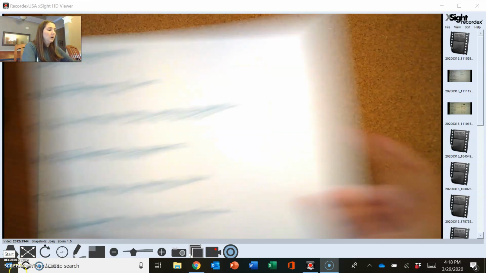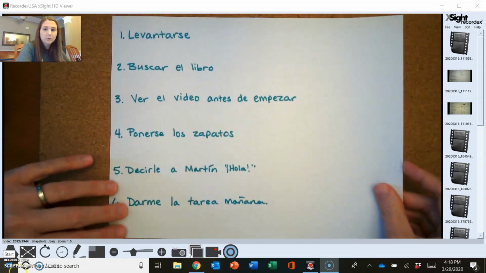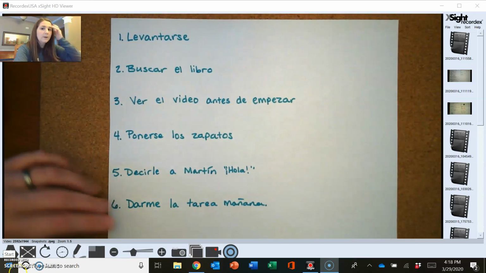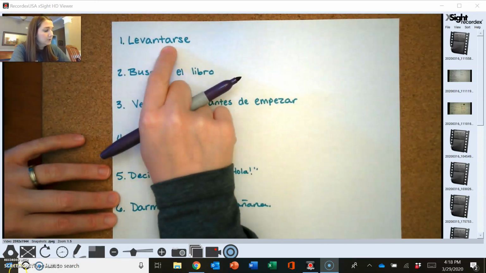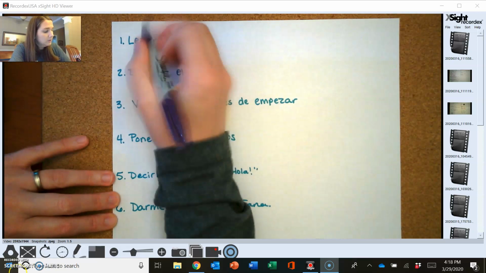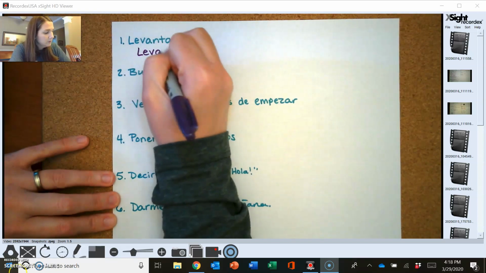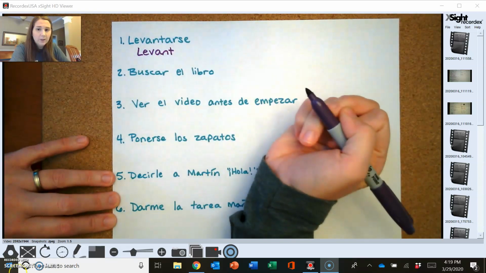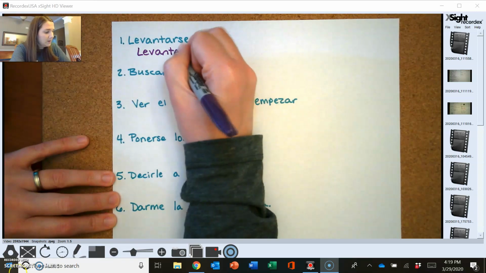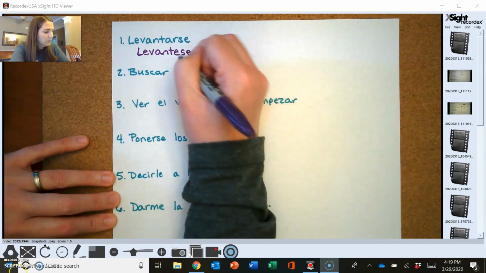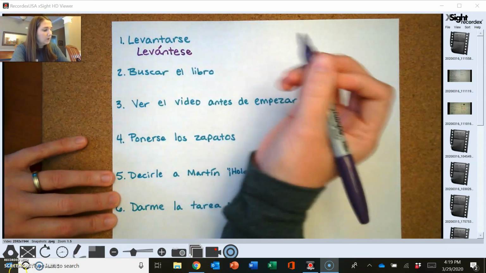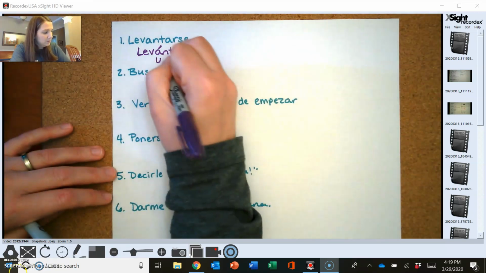Alright, over here on this page, I've got some examples of how to form usted and ustedes commands. Okay, so levantarse, if I'm telling you to get up, I'm going to go to the yo form of levantar, levanto. I'm going to drop the O off the ending, and then I'm going to reverse. So levante, and then se is going to stay the exact same. Levántese, 1, 2, 3. Okay, so that's the usted command.